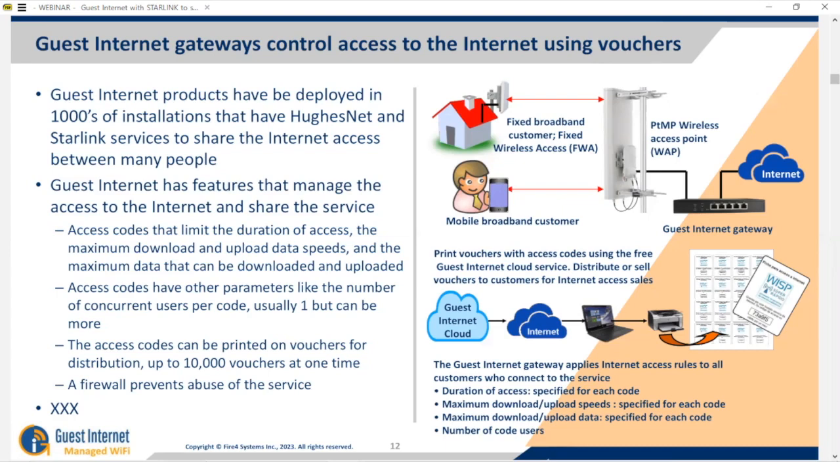Now, the vouchers can be printed for an individual gateway, like that shown in the diagram, by connecting to the gateway, or vouchers can be printed using the free guest internet cloud service. The guest internet cloud service prints vouchers for a group, and there is no limit to the number of gateways that can be connected to that group. And so it's very easy to expand a service from one wireless access point to many wireless access points throughout a community. We'll look at this in more detail during the course of the presentation.